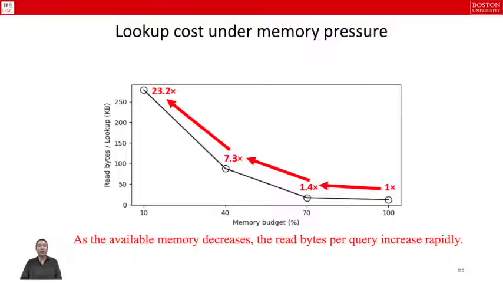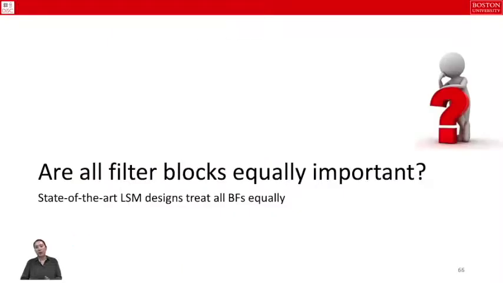In order to improve the lookup performance under memory pressure, we focus on the filter blocks. The state-of-the-art LSM designs treat all Bloom filters equally, having a uniform memory allocation policy across all Bloom filters. However, are all filter blocks equally important?